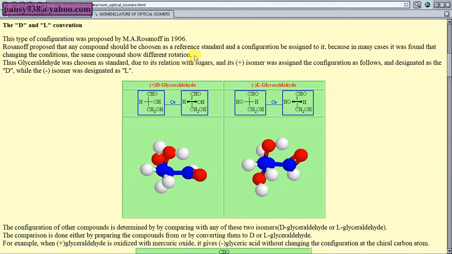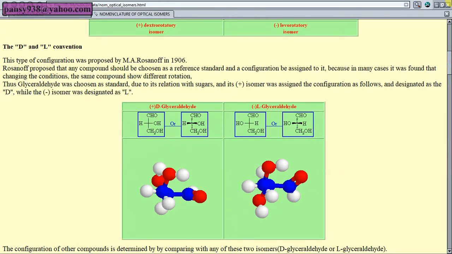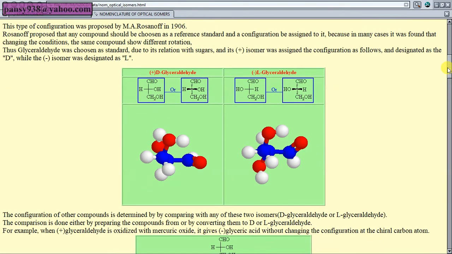which he proposed as glyceraldehyde because of its relation with sugars, and it is the basic 3-carbon compound and the first member of the carbohydrate series and the simplest one. You can see and compare the different isomers of glyceraldehyde, which have different optical activity.